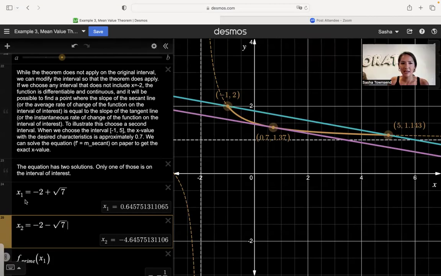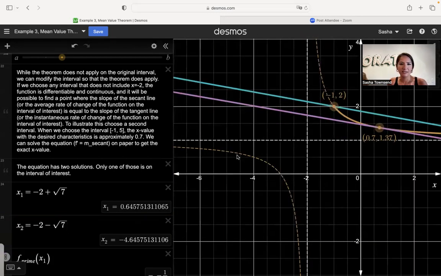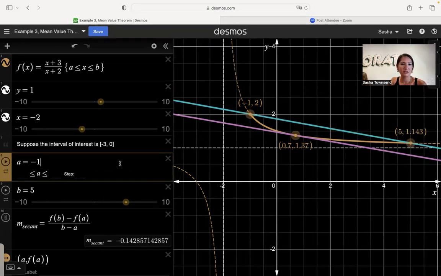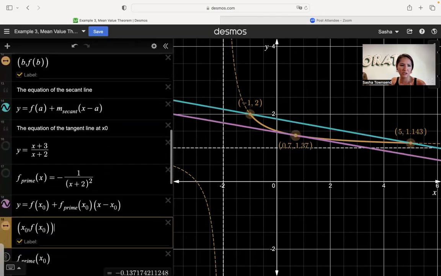So now we've got x equals -2 plus the square root of 7 is approximately 0.645, calling that x1. And x equals -2 minus the square root of 7 is approximately -4.646. Now, the one of those that's on our interval of interest is the positive one. This -4-ish number is way over here, and that's not on the branch that we're interested in. The branch that we're interested in is this branch on the right. And we're not interested in the whole branch. We're just interested in that part where x is between -1 and 5. So that means the x value that we're interested in is x1 rather than x2.